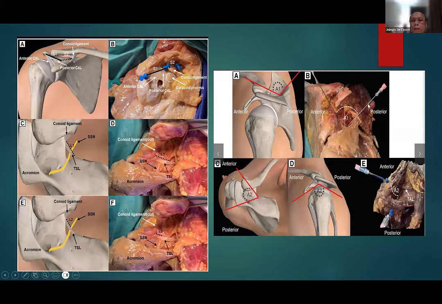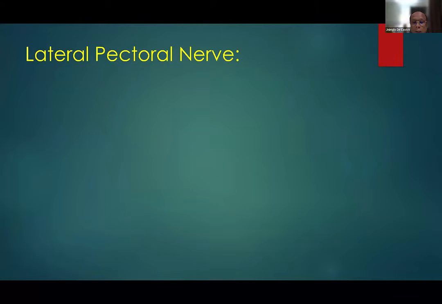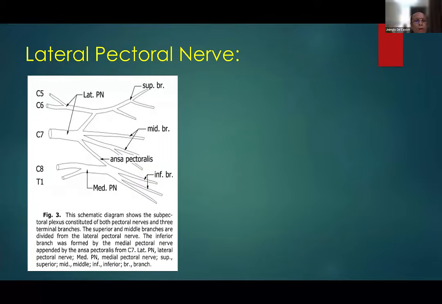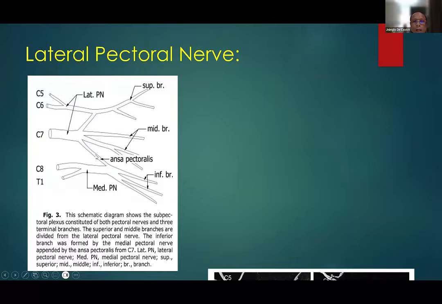And then the approach that we see using this angle here, where the needle punctures into that site where the suprascapular nerve is located. Then, of course, we have your lateral pectoral nerve. In contrast to the suprascapular nerve, the lateral pectoral nerve, as mentioned earlier, comes into play, also arising from C5 and C6. But as you can see, the medial pectoral nerve is way below, which is coming from your C8 and T1 and is connected through C7 by what we call the ansa pectoralis.